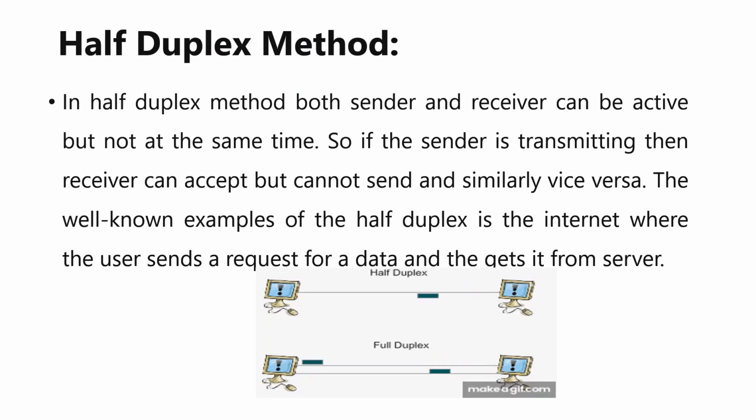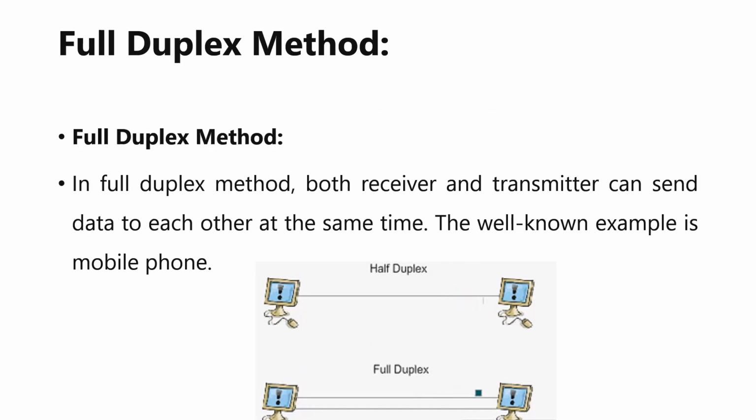Half duplex method. In the half duplex method, both sender and receiver can be active but not at the same time. So if the sender is transmitting, then the receiver can accept but cannot send, and similarly vice versa. The well-known example of half duplex is the internet, where the user sends a request for the data and gets it from the server.